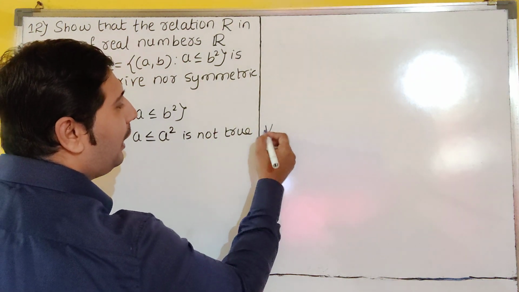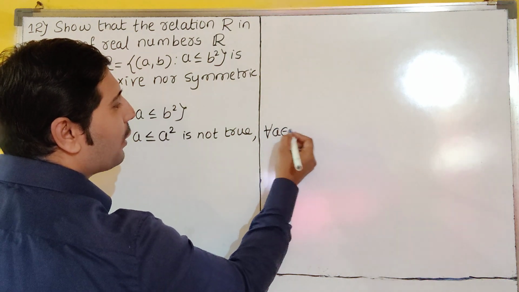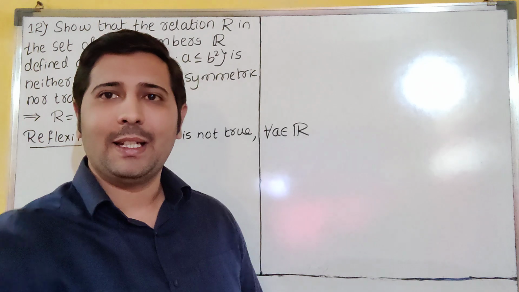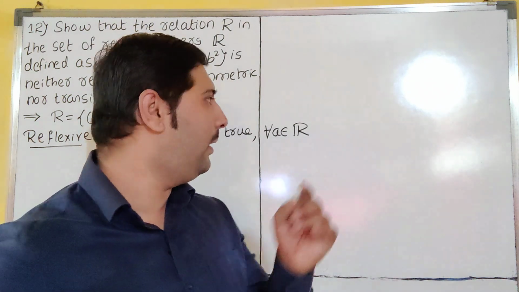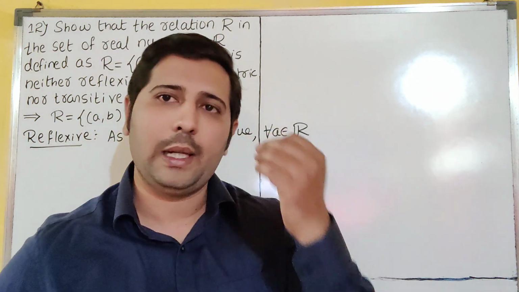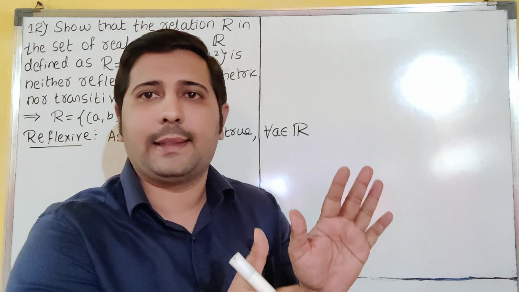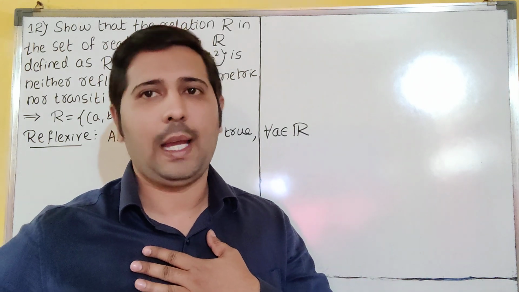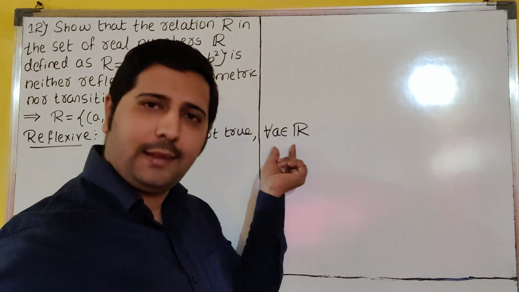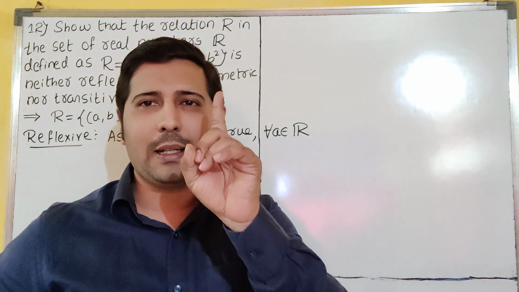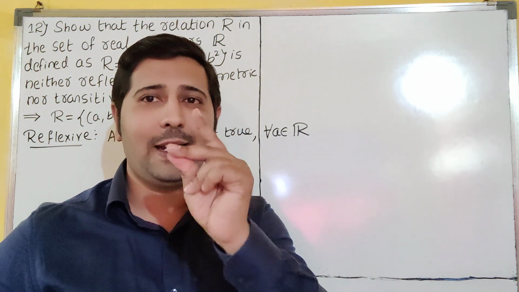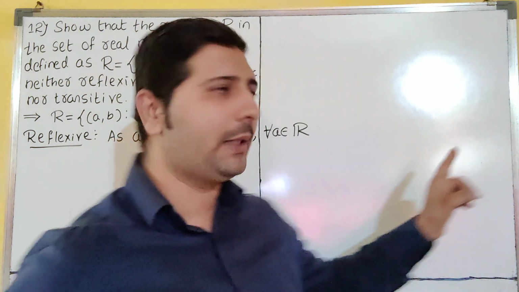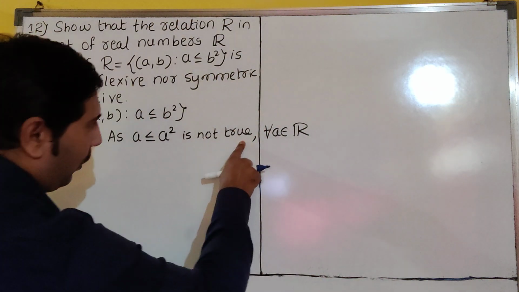true for all small a belongs to real numbers. See, real numbers, double line, real numbers. For all, I am saying, one condition fails means failed only. See, we are having 6 subjects. If I fail in one subject, that means my result is what? I failed, no? So like that, this also, in one condition it is failed means it is not reflexive, dear students. That means it should satisfy all the real numbers. So now this is not true, I am saying.